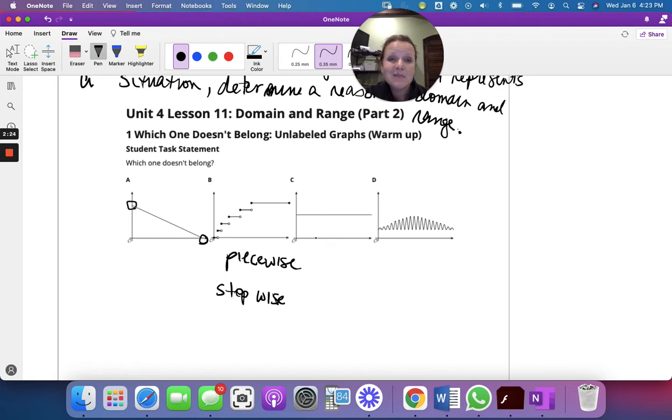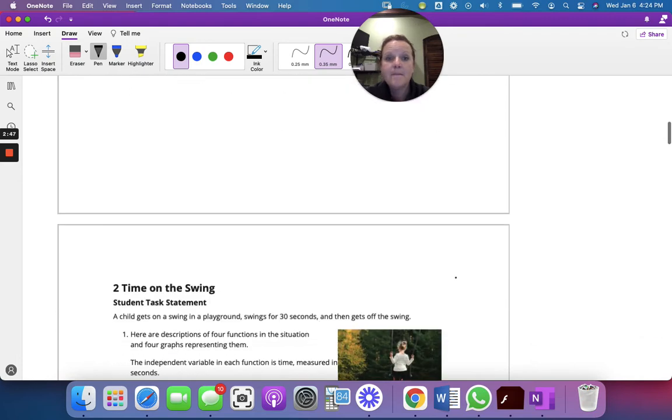We could say C doesn't belong because it's horizontal. It only has a vertical intercept, no horizontal intercept. The slope is 0 because it's horizontal, and Z's have 2, sometimes 3 horizontal lines in them. Or we could say D doesn't belong because it oscillates. Oscillates like waves. It's a wave function. Yeah, could be anything. Moving on.